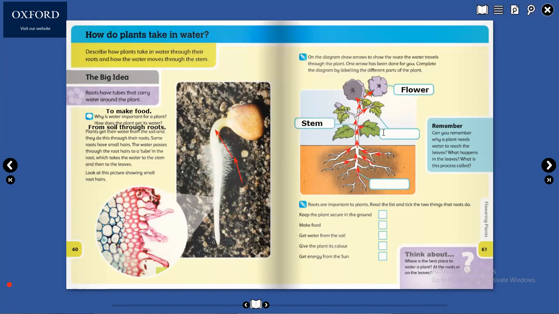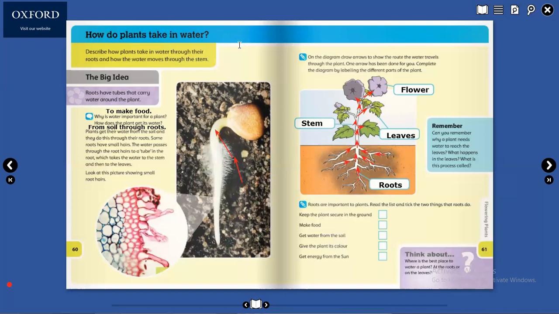On the other side, leaf, or we say leaves. Yes, the last one. Roots. Very nice. Thank you so much. So the last part is called roots.